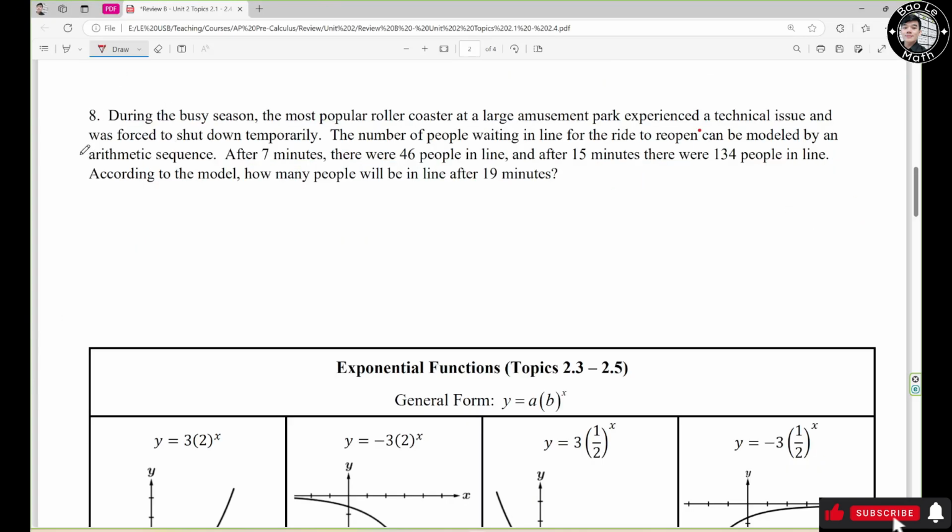Question number 8. This is similar to question number 7. The only difference right here is that it is an arithmetic sequence, right?